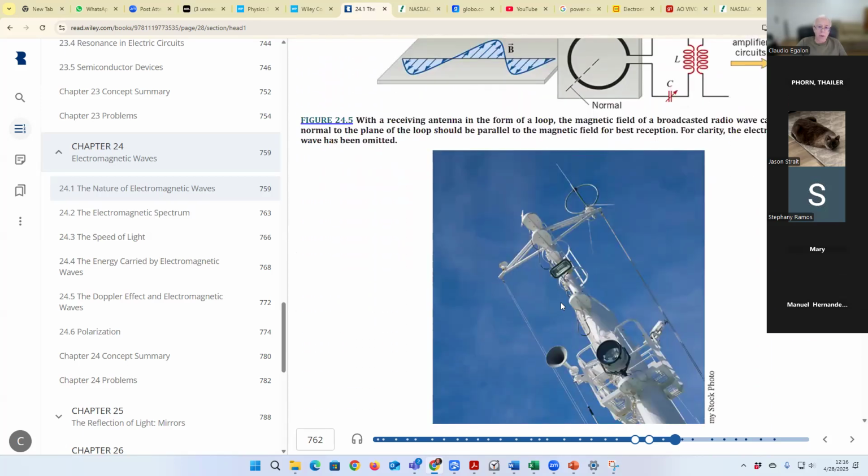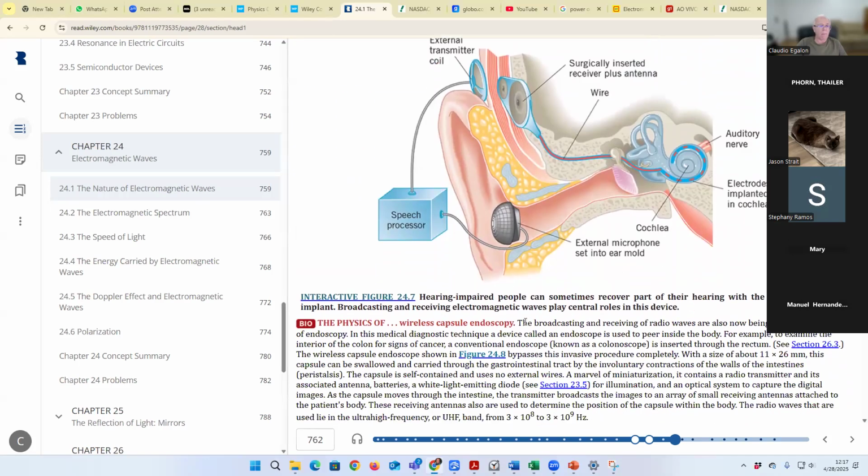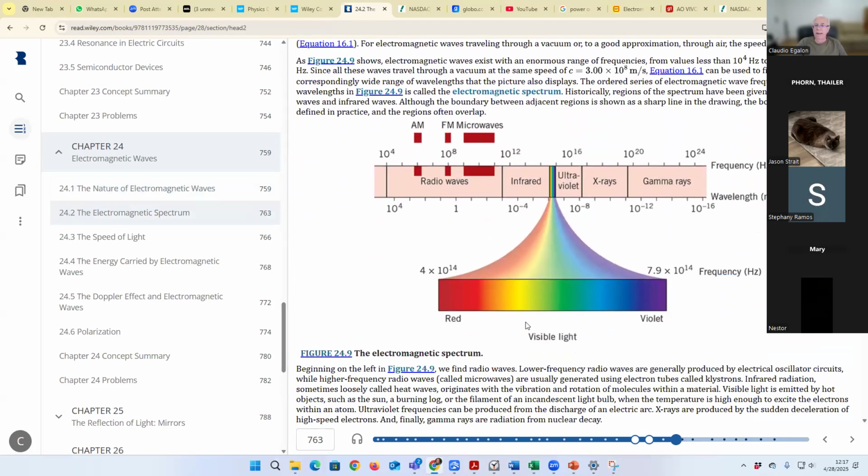And here you go. Here's one of the magnetic dipole, the antenna. Ship mass indicates that both straight and loop antennas are being used to communicate with other vessels and onshore stations. The loop antenna is the magnetic dipole antenna. The straight antenna is the electric dipole antenna. And now let's talk about the electromagnetic spectrum.